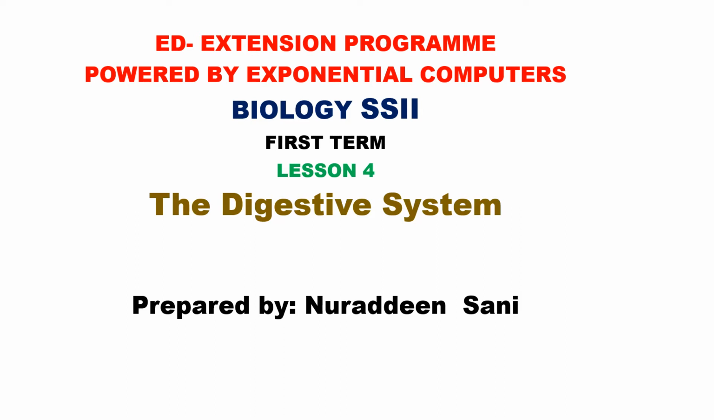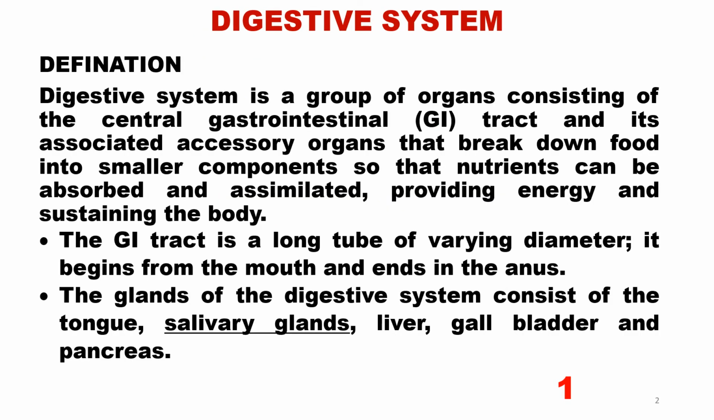Students, follow me for this presentation of the digestive system. Definition. Digestive system is a group of organs consisting of the central gastrointestinal (GI) tract and its associated accessory organs that break down food into smaller components so that nutrients can be absorbed and assimilated, providing energy and sustaining the body.